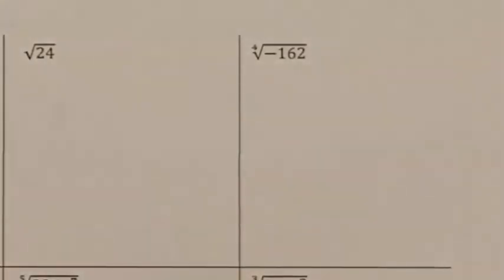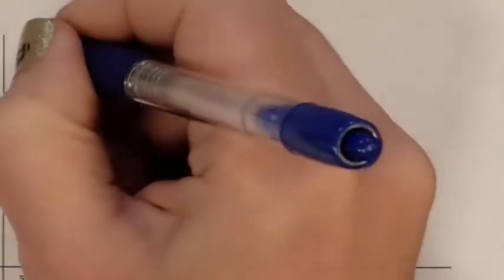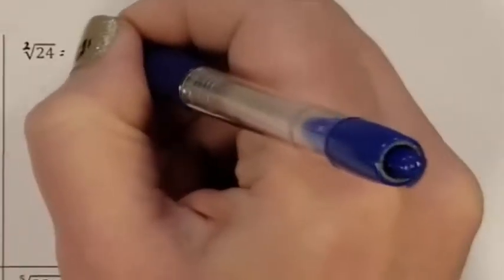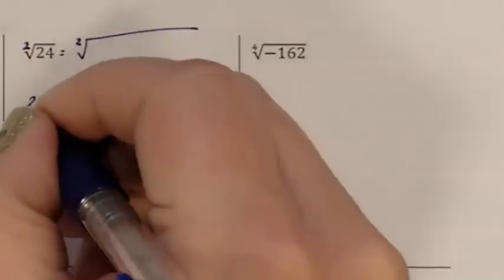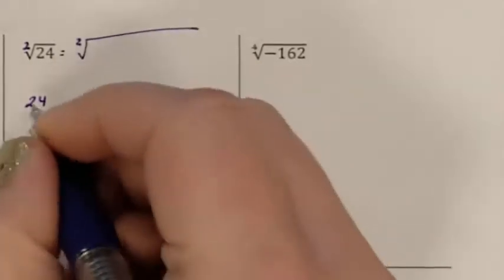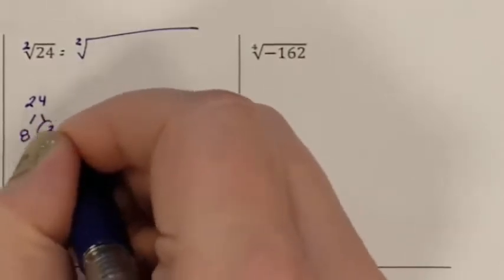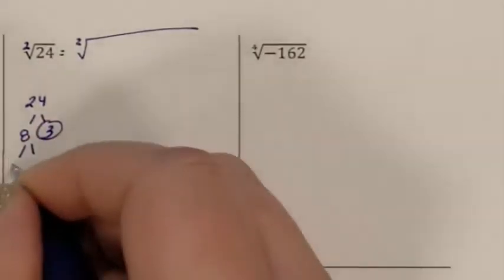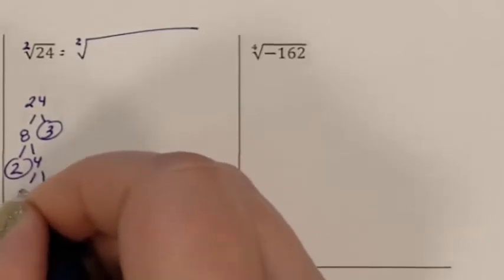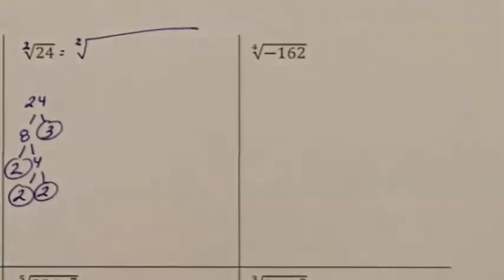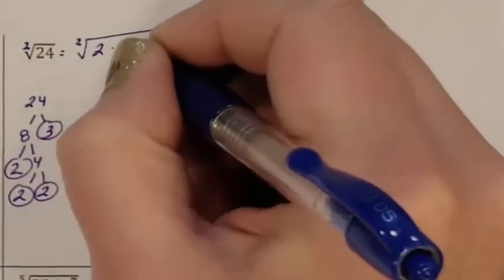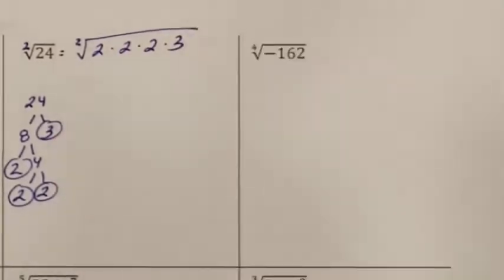There is a root here. Because we cannot see it, it's the secret little root of 2. So I'm looking for the second root of 24. So I need to prime factorize 24. 24 is 8 times 3. 3 is prime, 8 is not. 8 is 2 and 4, continuing to break up 8. So my prime factorization is 2 times 2 times 2 times 3.